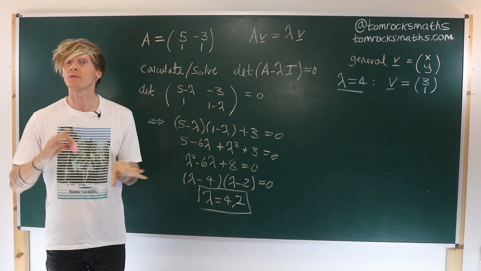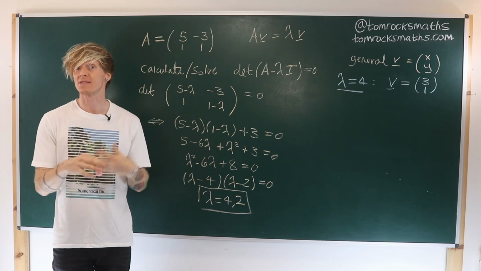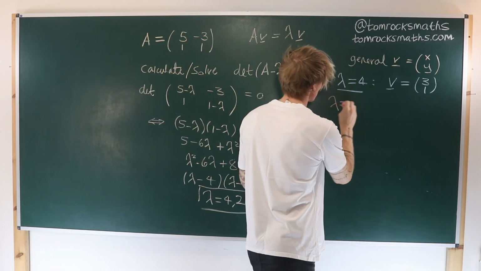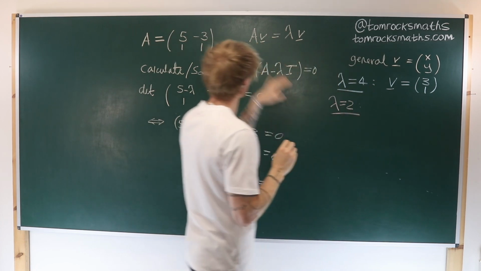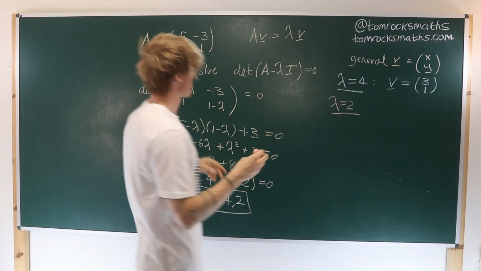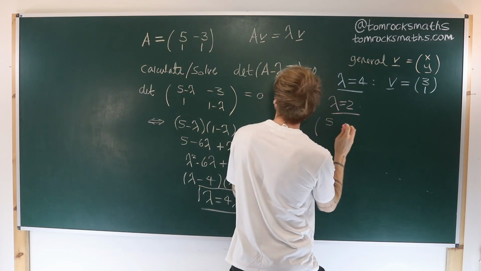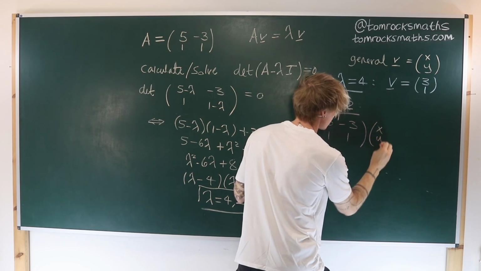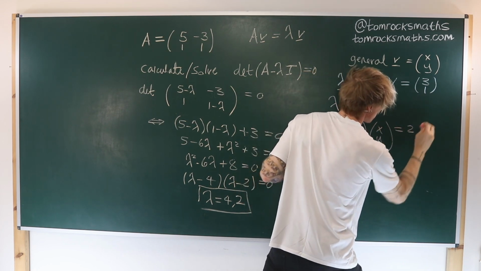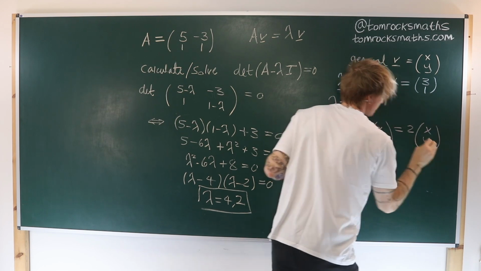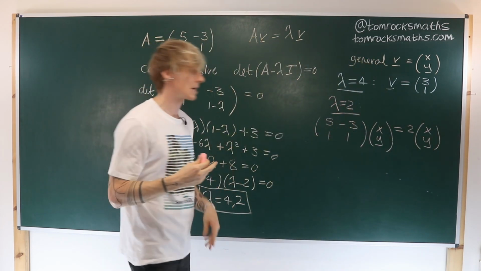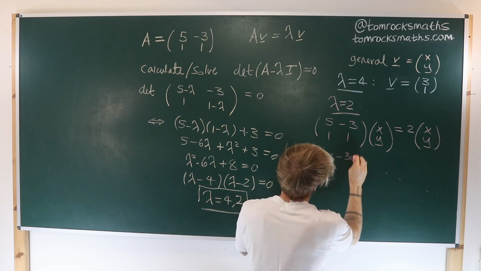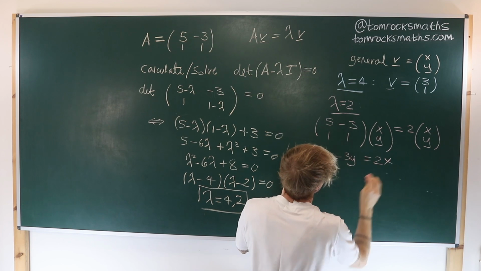The calculation for our second eigenvalue is very similar. So we begin by saying when lambda is 2, we want to satisfy this equation. So that says the matrix (5, -3; 1, 1) times (x, y) needs to be equal to 2 lots of (x, y). As before, we expand this out, so we get our simultaneous equations. 5x minus 3y has to equal 2x.